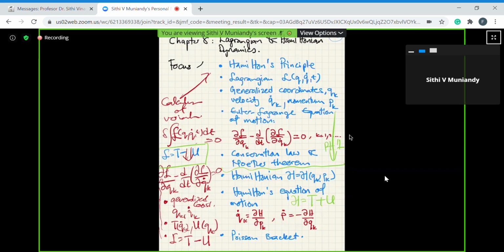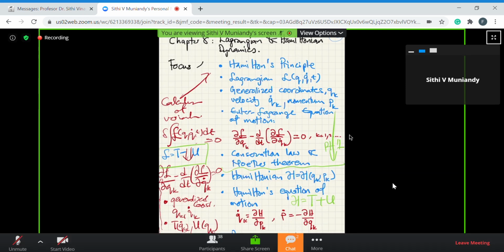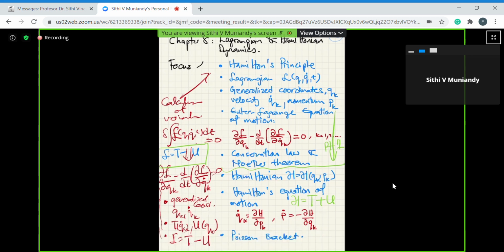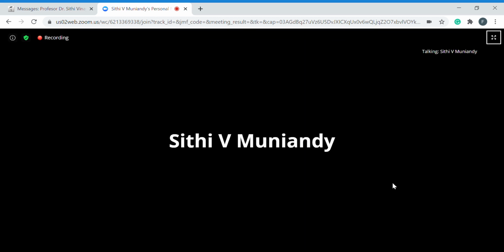Again, my computer is disconnecting, so let me just go back to the mirroring. I have to move from one to another. Let me quickly stop sharing, and then we come back to the sharing again.